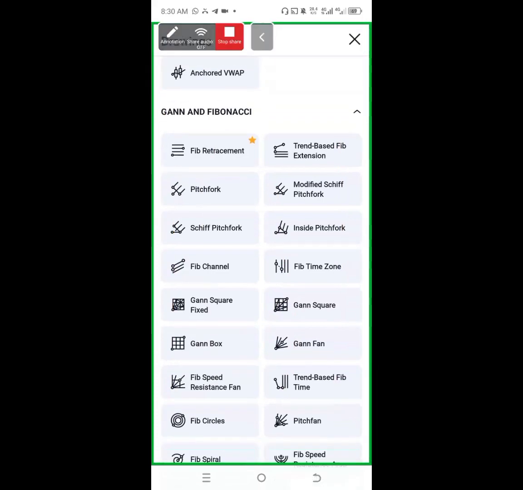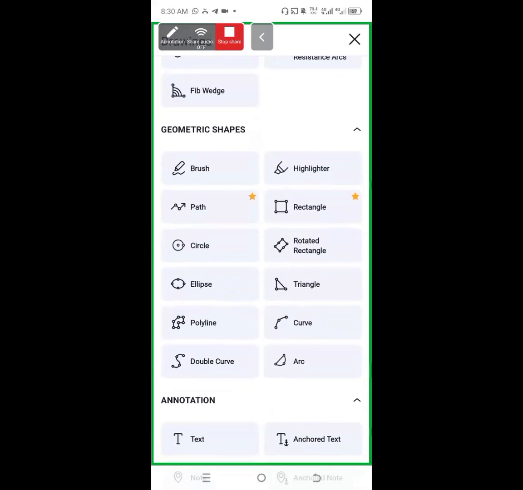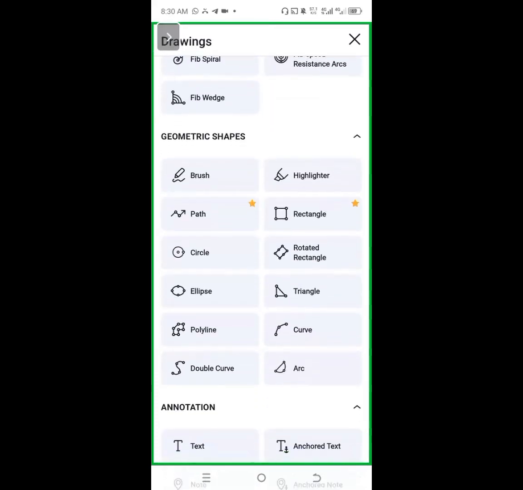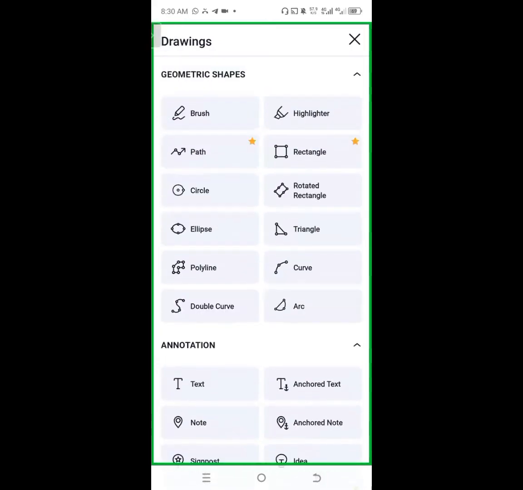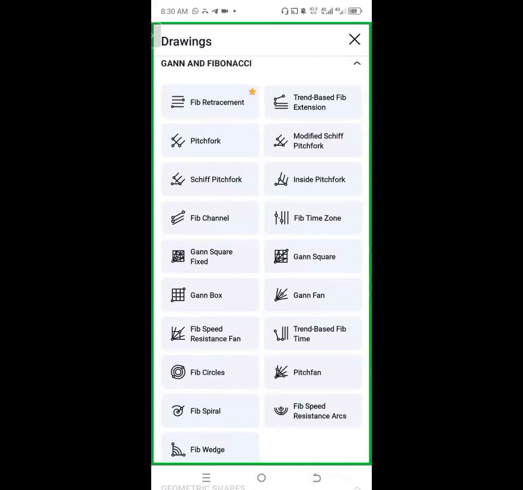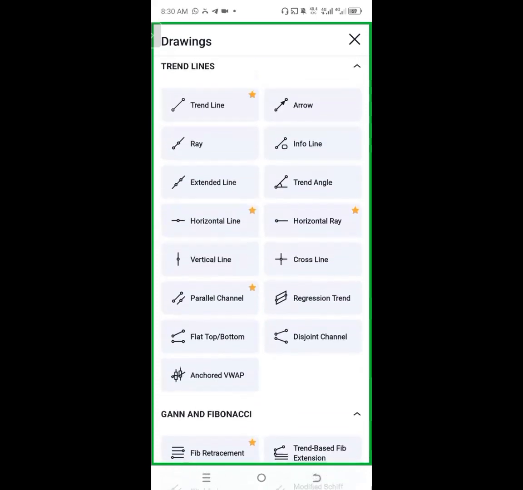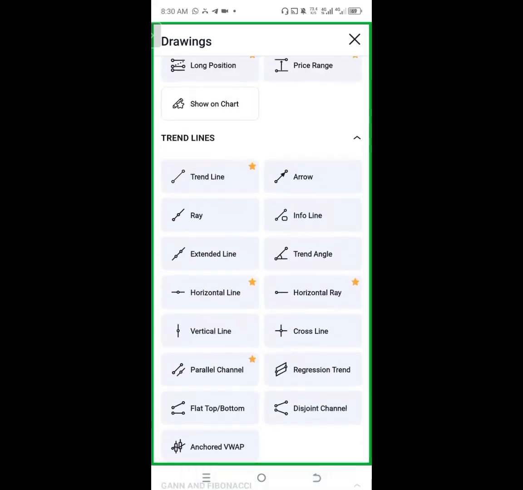And then you have also the geometric shapes, right? For those who love trading using patterns, you can find them under the geometric shapes. That's where the patterns you'll find. Then for those who love using the manual indicators, you can find them under the Gann and Fibonacci. Then anything to do with drawing, you find under the trend lines. I hope that is okay.